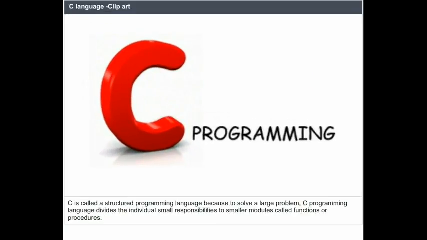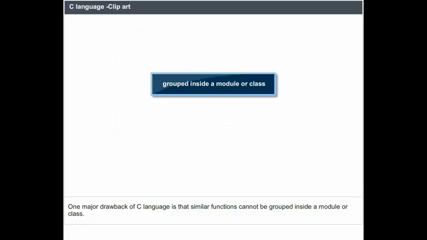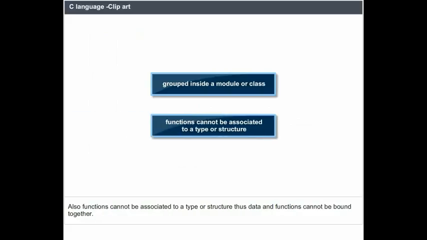C language. C is called a structured programming language because to solve a large problem, the C programming language divides the individual small responsibilities into smaller modules called functions or procedures. One major drawback of the C language is that smaller functions cannot be grouped inside a module or class. Also, functions cannot be associated to a type or structure, thus data and functions cannot be bound together.